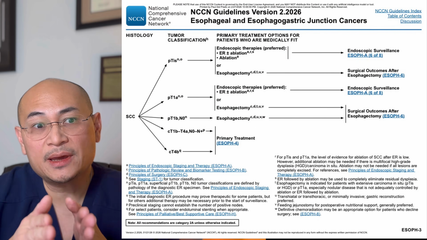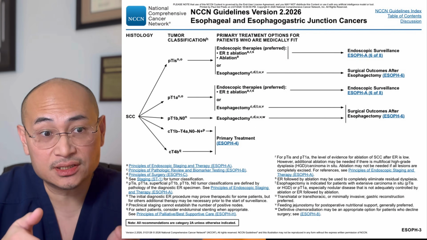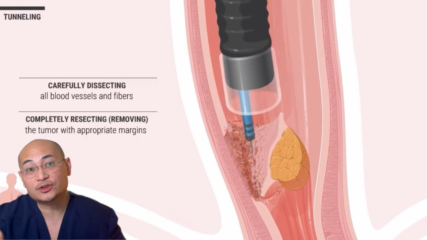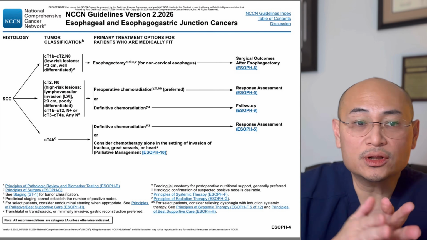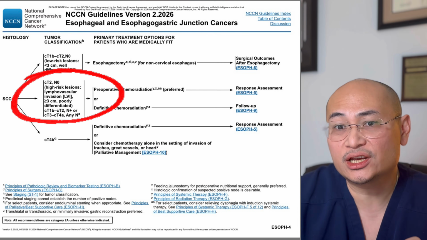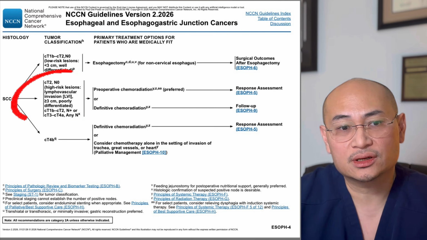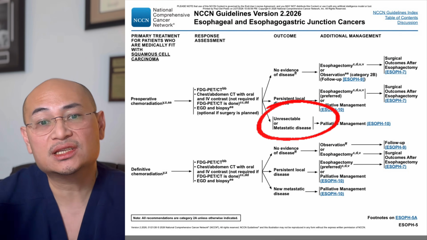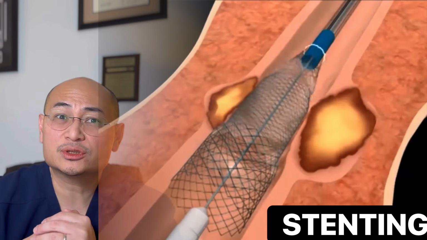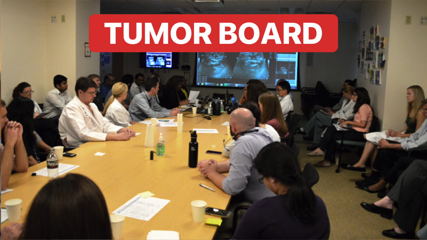The treatment depends on stage and patient fitness. Very early disease may be managed with endoscopic resection. Locally advanced disease typically receives neoadjuvant chemoradiation followed by surgery. Metastatic disease is treated with systemic therapy and palliation, and sometimes that may include stenting. Multidisciplinary tumor boards are critical in decision making.